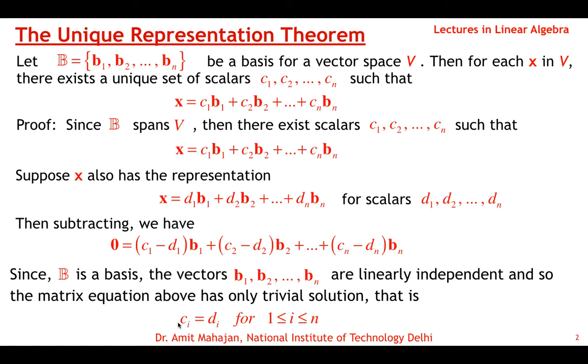So in short, we can say that ci equals di, for every i from 1 to n. So c1 equals d1, c2 equals d2, and so on. That means the representation is the same, or we have a unique representation. So if you have a basis for a vector space, then any vector in that vector space can be written as a linear combination of the basis by using a unique set of scalars.